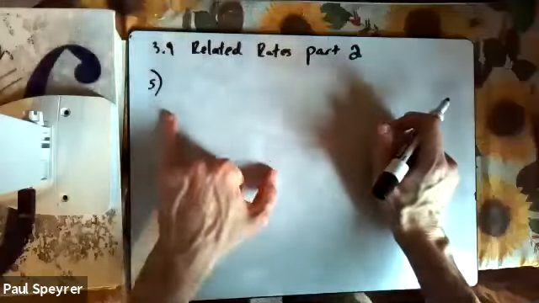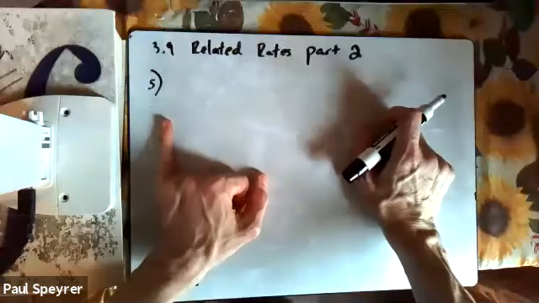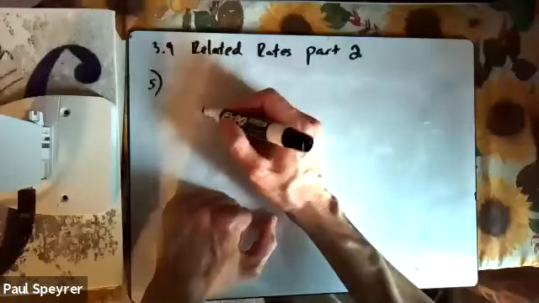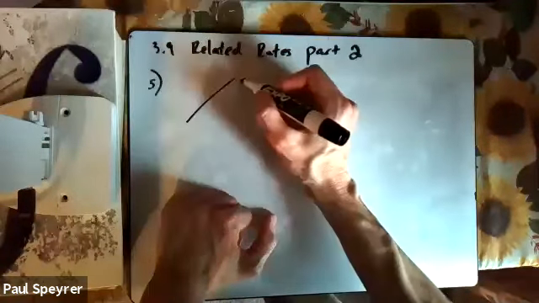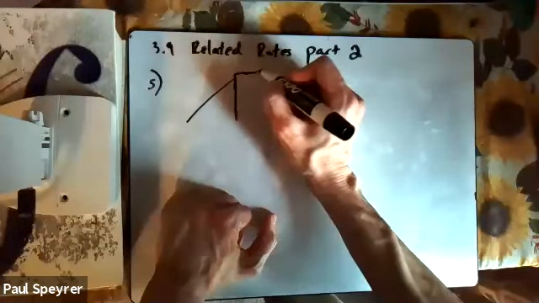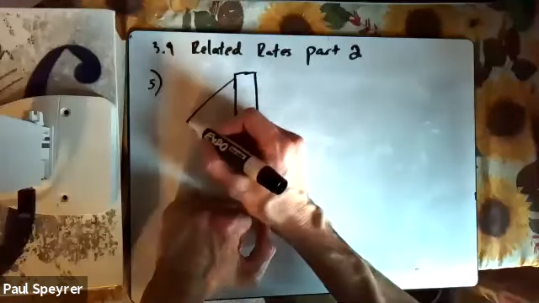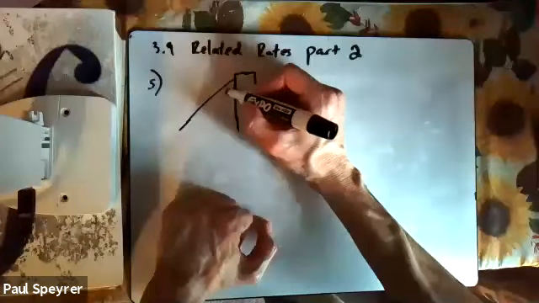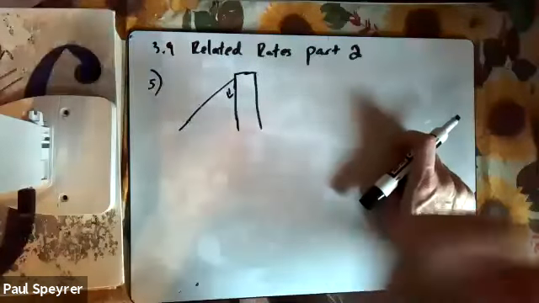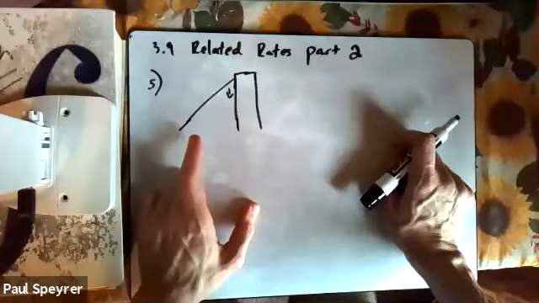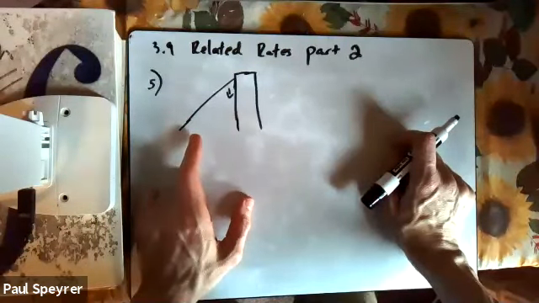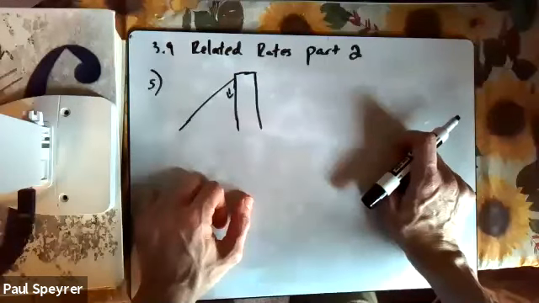5. 5 is saying the base of a 13-foot ladder that is leaning against a wall begins to slide away from the wall. Okay, so let's draw that out, right? Let's say there's the ladder. We have the building right here, right? And your ladder's basically falling down, right? It's starting to fall down. And it says when the base of the ladder is 12 feet from the wall and moving at a rate of 8 feet per second, how fast is the top of the ladder sliding down the wall?